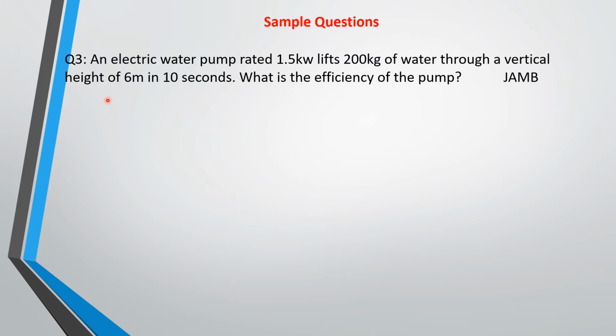This one says that an electric water pump rated 1.5 kilowatts lifts 20 kg of water through a vertical height of 60 meters in 10 seconds. What is the efficiency of the pump?